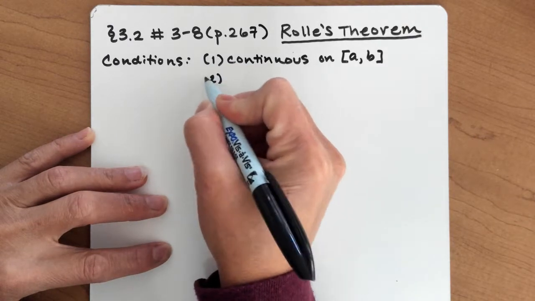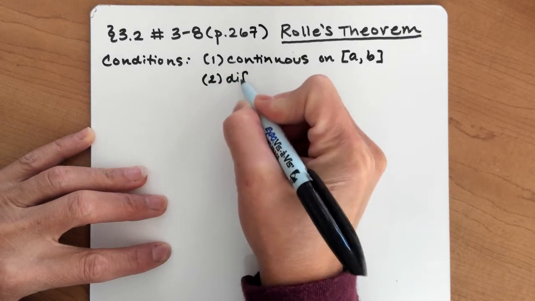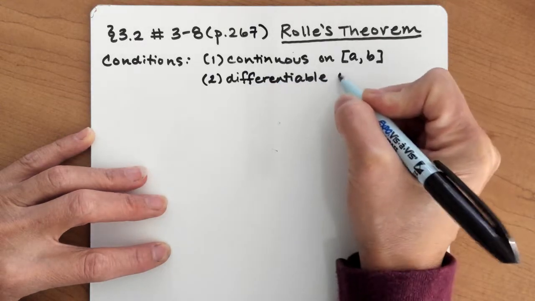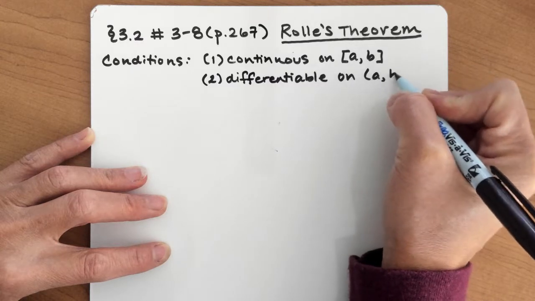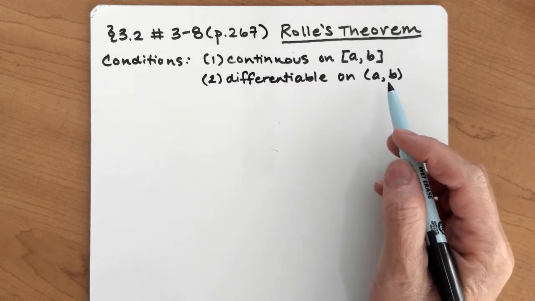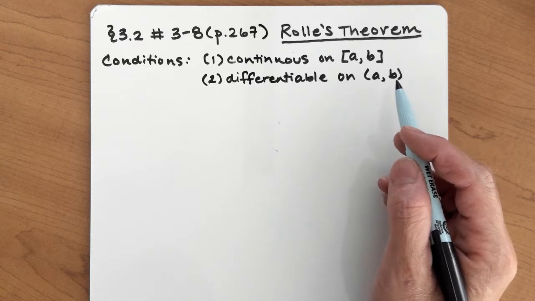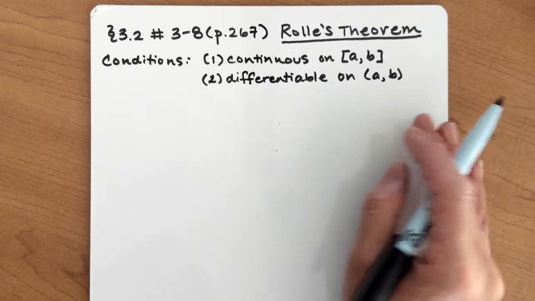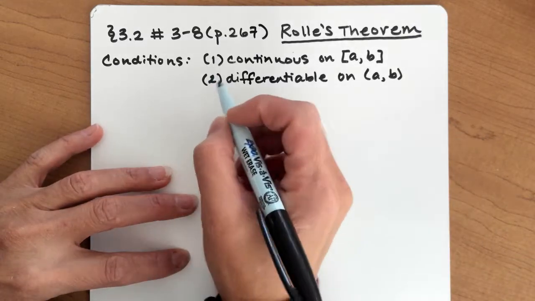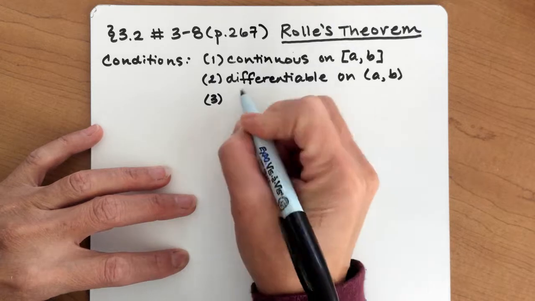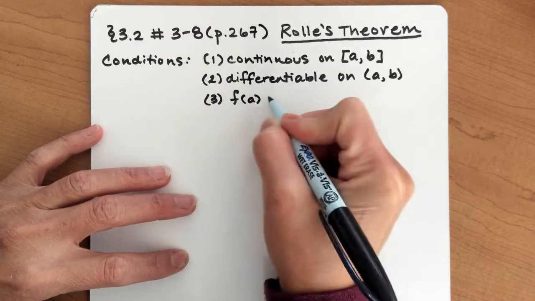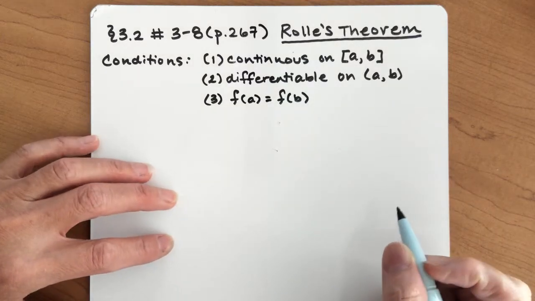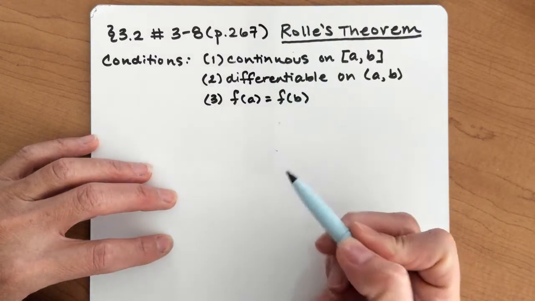And number two, differentiable on the open interval. So differentiable between the endpoints where x is A and x is B, meaning no cusps, no corners, no vertical tangent lines. And number three, if the y values of the endpoints are equal. So f of A equals f of B.